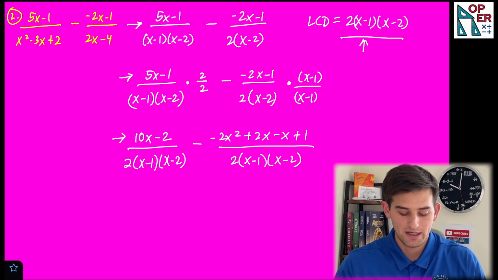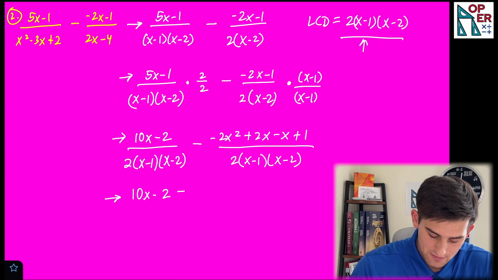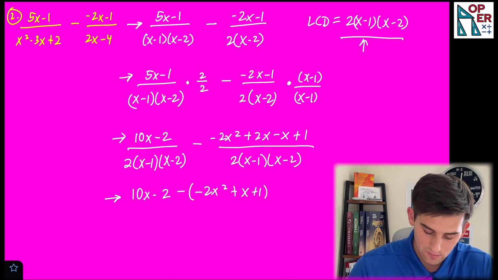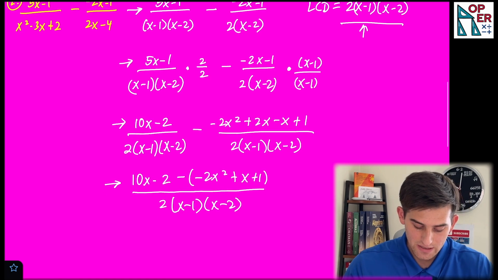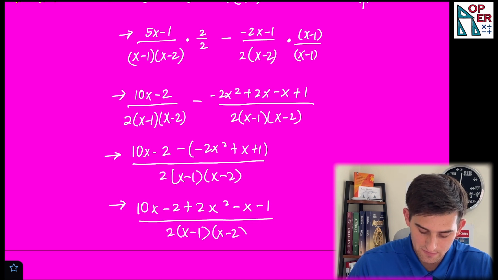Now we can go ahead and combine our numerators and write them over the same denominator. So I'm going to write 10x minus 2, and then minus, and I'm going to put this in parentheses here, negative 2x squared plus x, right? 2x minus x would be 1x, and then plus 1. And now we can write this over the same denominator. All right, so now let's simplify our numerator a little bit. So we have 10x minus 2 plus 2x squared minus x and minus 1 over same denominator, 2 times x minus 1 times x minus 2.